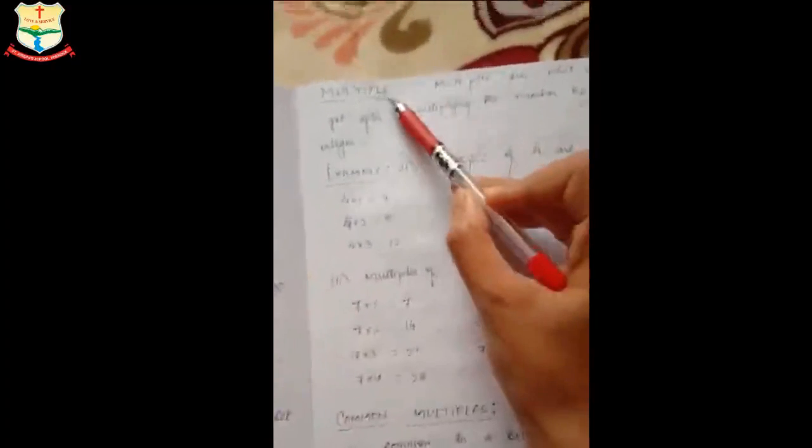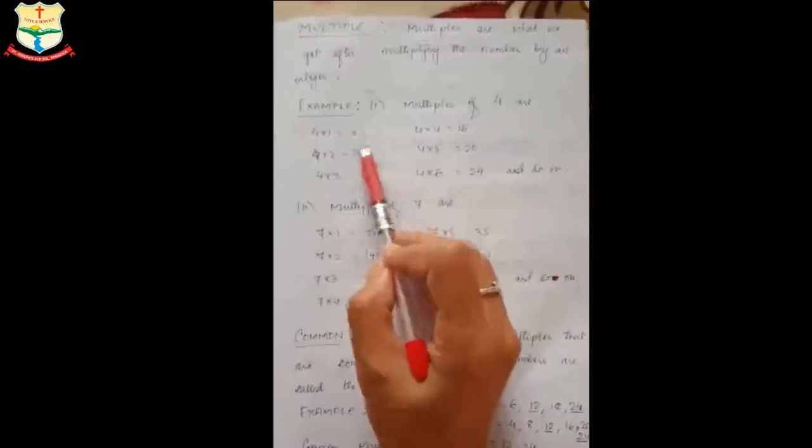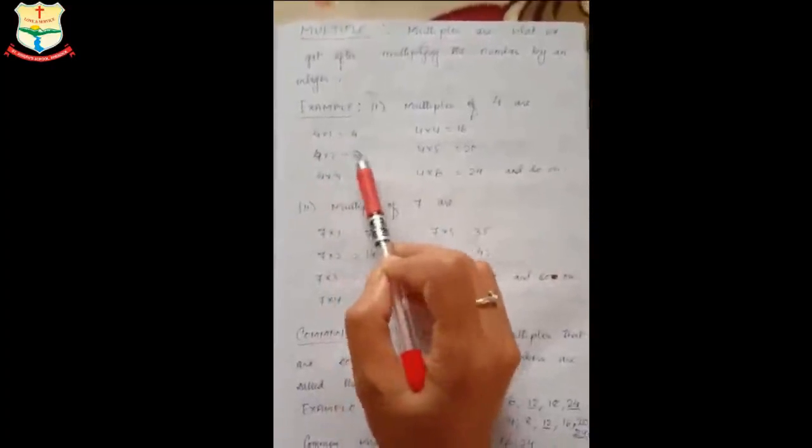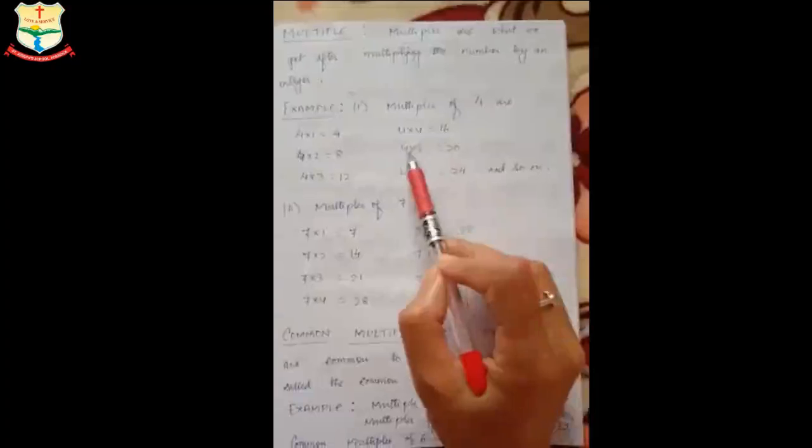Next is multiple. Multiples are what we get after multiplying the number by an integer. So how to find a multiple? You just have to multiply the number by 1, 2, 3, 4 like that. You'll get the multiples. Example, multiples of 4: 4 ones are 4, 4 is a multiple of 4. 4 twos are 8, 8 is a multiple. 4 threes are 12, 12 is a multiple of 4. 4 fours are 16. 4 fives are 20. 4 sixes are 24 and so on, because we cannot find all the multiples. So 4, 8, 12, 16, 20, 24 are the multiples of 4.